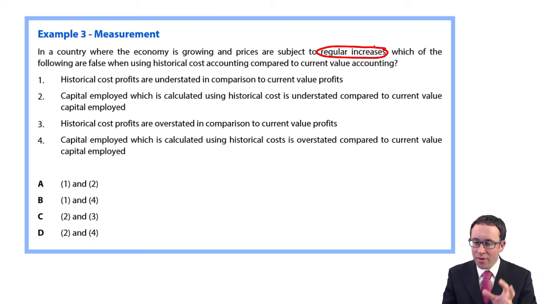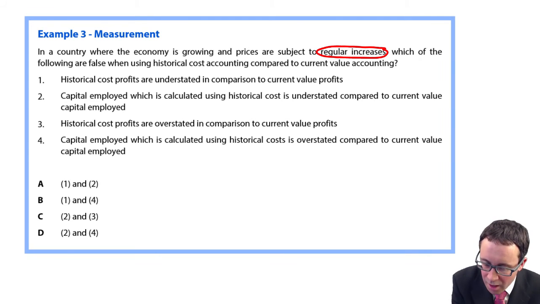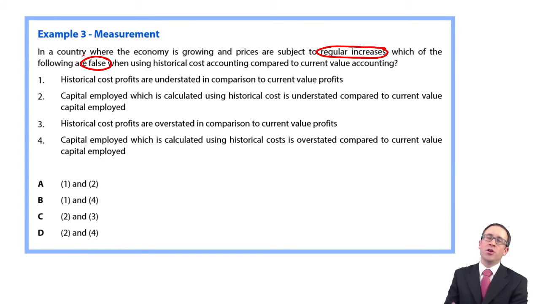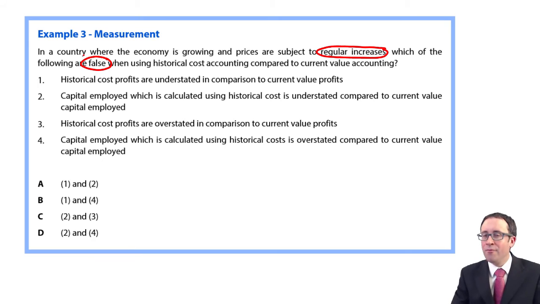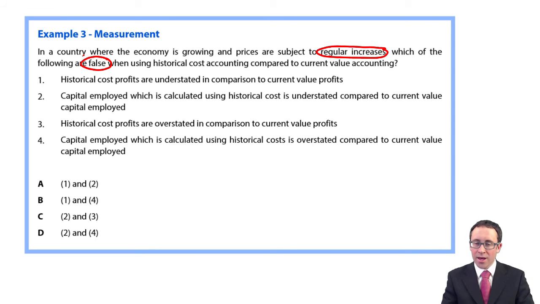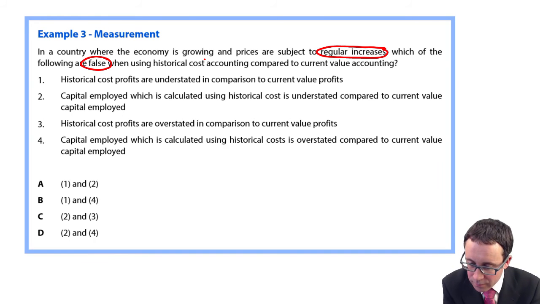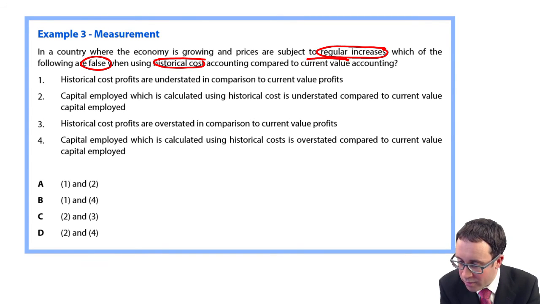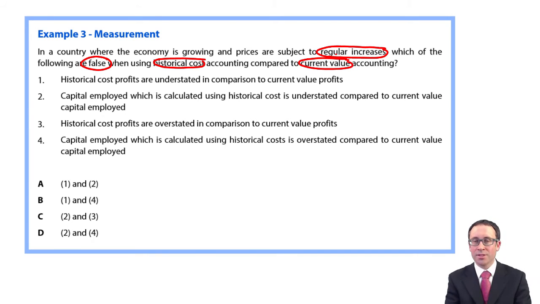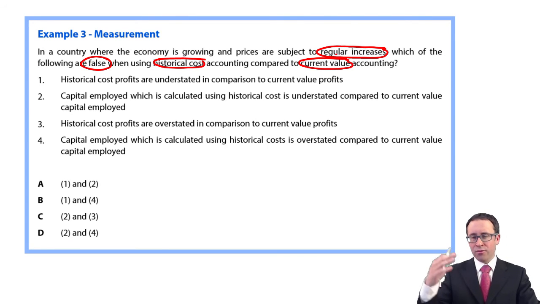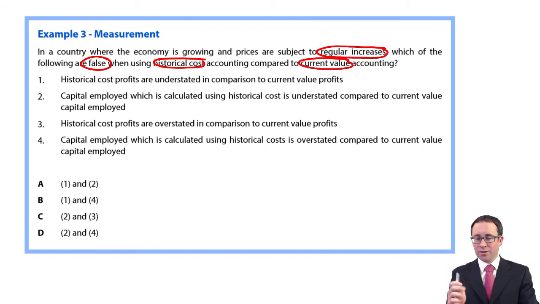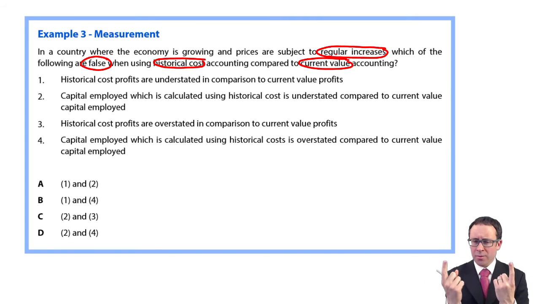Now, what's tricky about this is which of the following are false. When it says the word not, or when it says the word false, it does get really challenging. So here, what is false when we're using historic cost accounting compared to your current value or current cost accounting? So cost versus fair value. Okay, so what's wrong? So you've got there, if you read through the 4 parts of the question, you can see that there's 2 sides to the argument, isn't there?